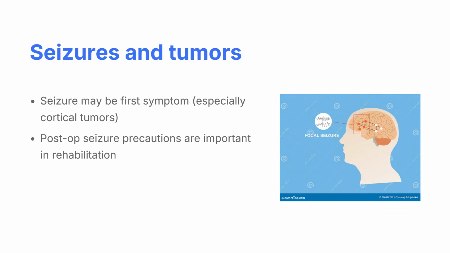Seizures may be the first symptom of cortical tumors. Post-operative seizure precautions are essential during rehab. Even after the operation to remove the tumor, seizures may happen. So that's one of the precautions that we should take during the physiotherapy management.